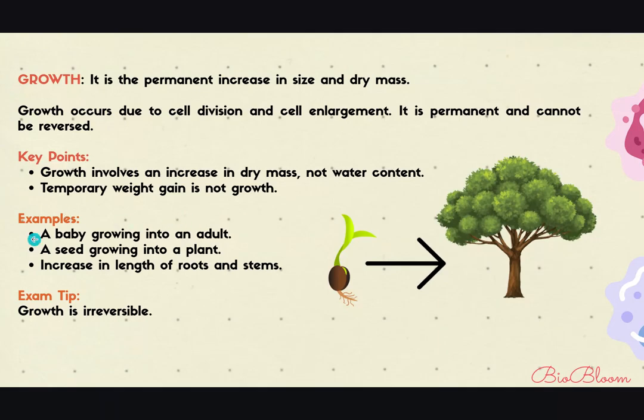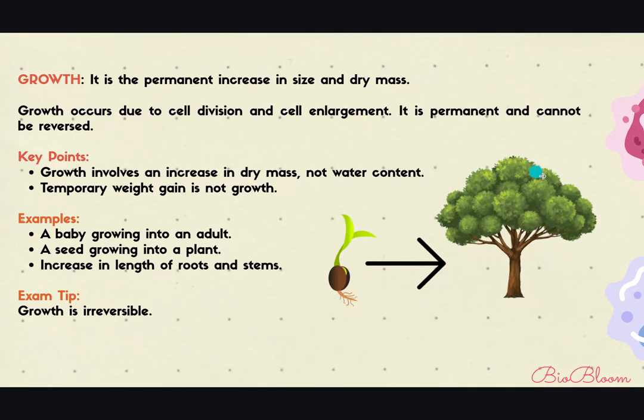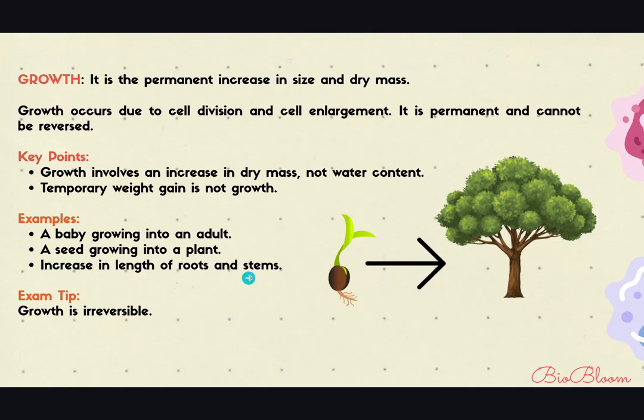Now, let me give you some examples of growth. As you can see over here, a seed that is growing into a plant and then ultimately into a beautiful tree. That is what we call growth. Obviously this tree cannot go back into a seed, right? That's irreversible. Again, a baby growing into an adult is an example of growth. And then increase in length of roots and stems. That is everything that I'm going to refer to as growth.